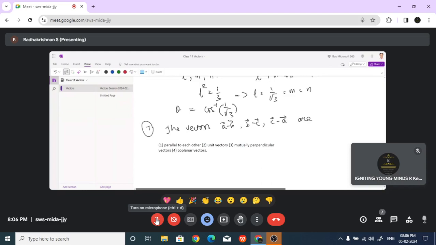Mutually perpendicular? And what is the condition for mutually perpendicular? So dot product equal to 0, sir. Yeah. And the cross product has to be equal to, or parallel to, the third vector, not 0. Okay.